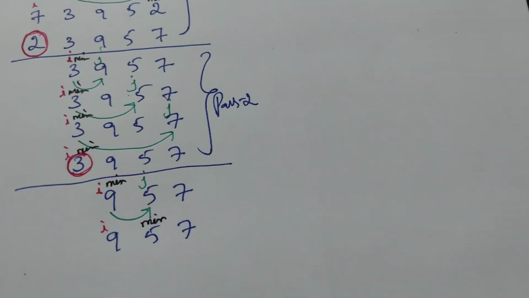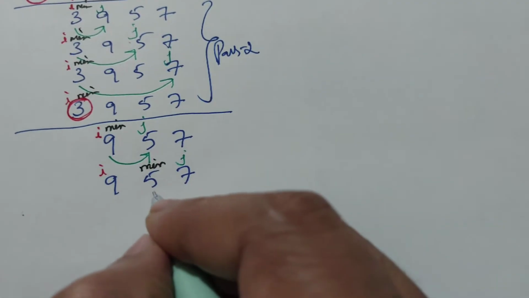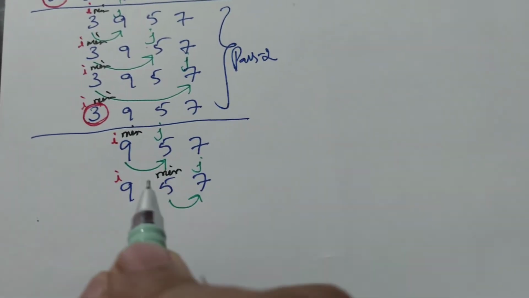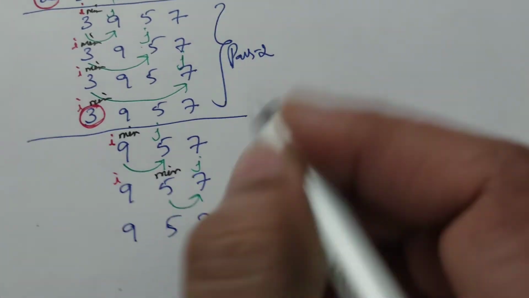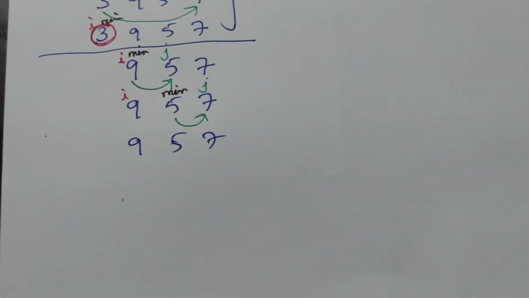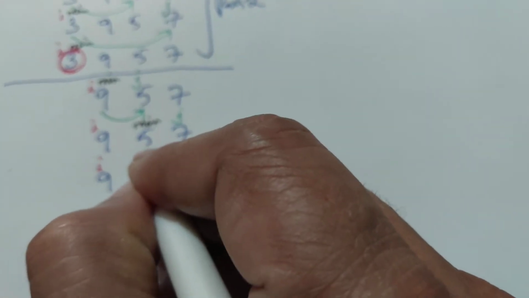So after that I am incrementing J. J comes to the last position. Now again I am comparing these two. Among these two, 5 itself is the minimum, so I am not changing anything. I am keeping everything as it is. So here, this is the min.